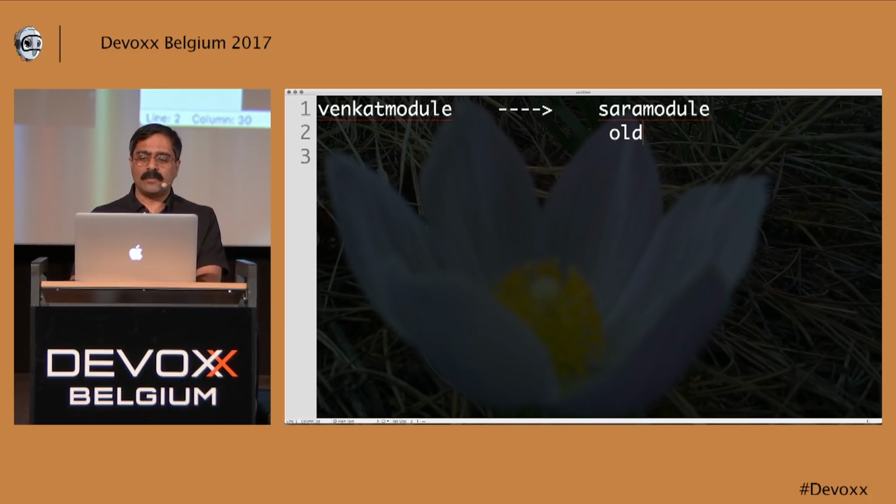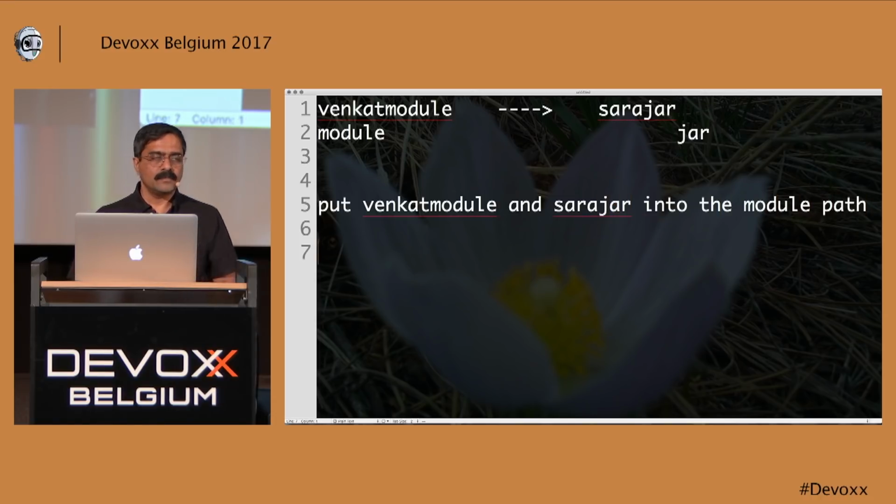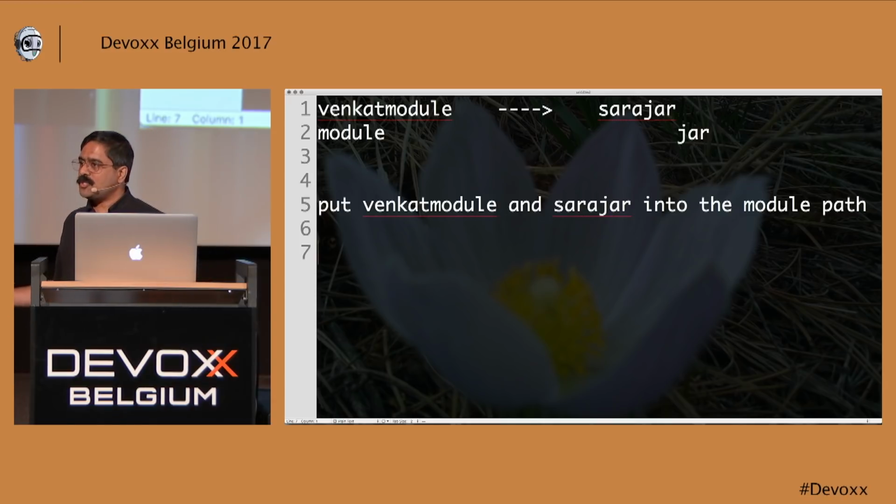We'll call it the old jar, right? Jar, not the module. This is the module. How do you deal with this? Good news. You put Venkat's module and Sarah's jar, both of those, into the module path. Just take the old jar and dump it into the module path.